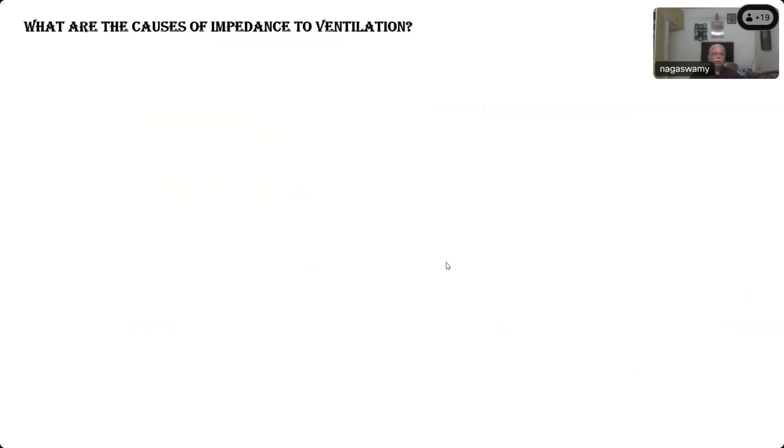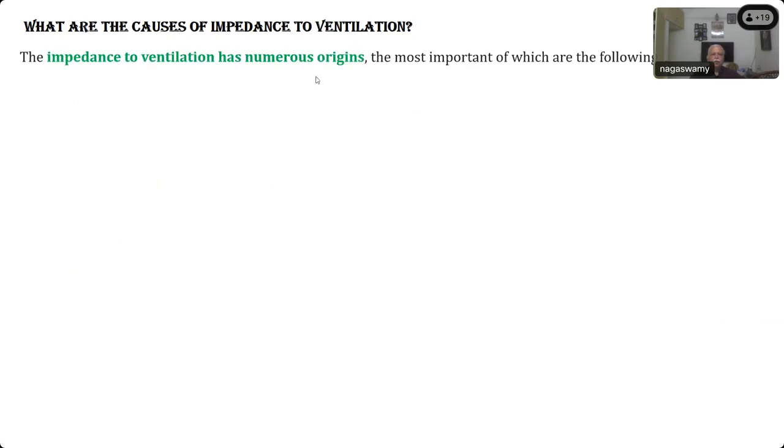What are the causes of impedance to ventilation? Continuing with our respiratory mechanics, we saw all this about compliance and volume. Now what causes the impedance to ventilation? It has numerous origins. Most important is the elastic resistance of the lung tissue and chest wall. This is the first and foremost cause, in other words, why air is not able to flow freely from the atmosphere towards the alveoli. That is the simple way of expressing impedance to ventilation.